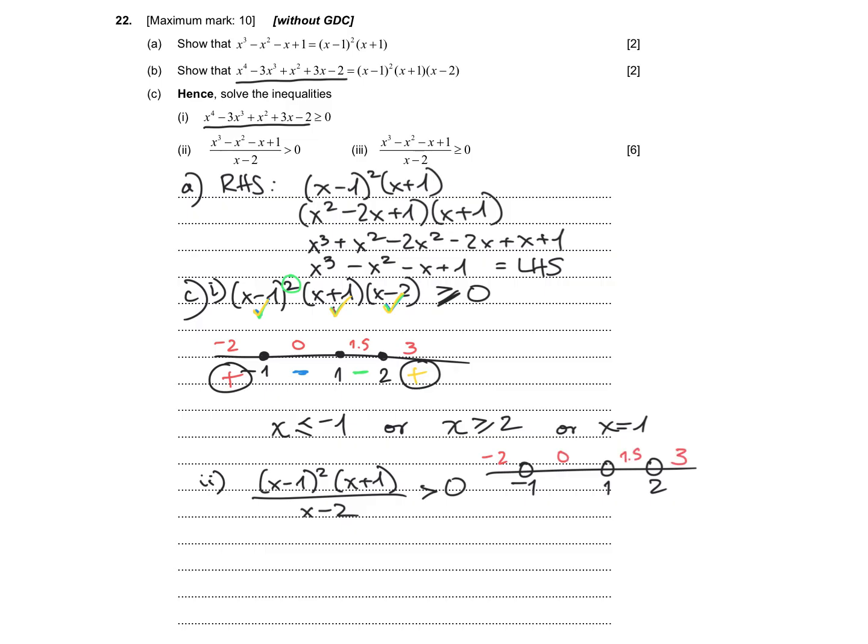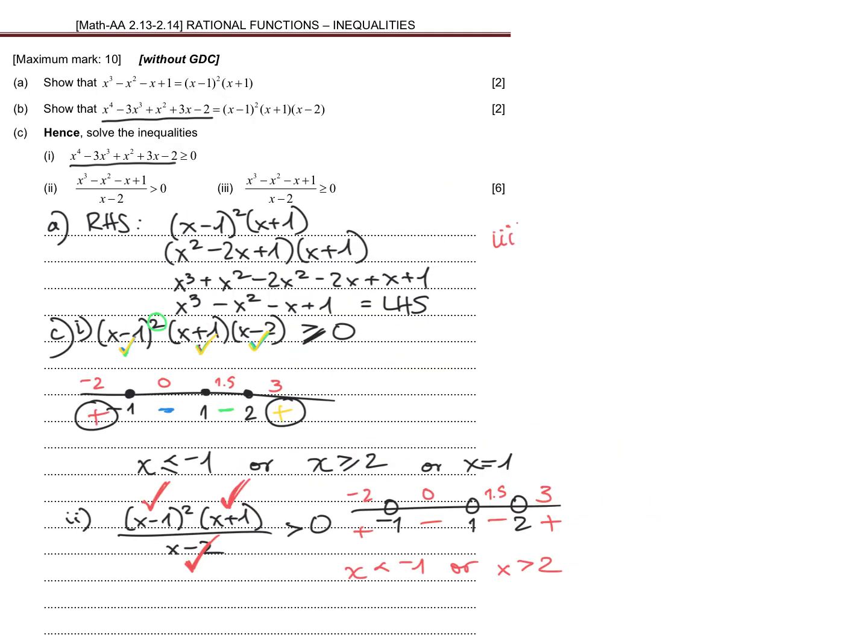So at negative 2, positive times a negative over a negative, which is positive. Then 0, positive, positive over a negative. Then 1.5, positive, positive over a negative. And 3, positive, positive, positive. So this is going to be x less than negative 1 or x greater than 2.